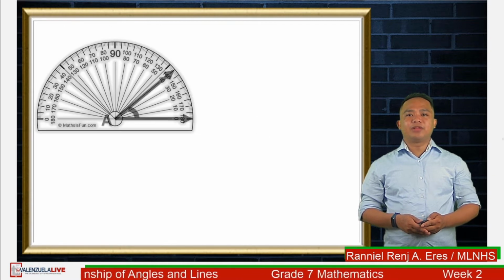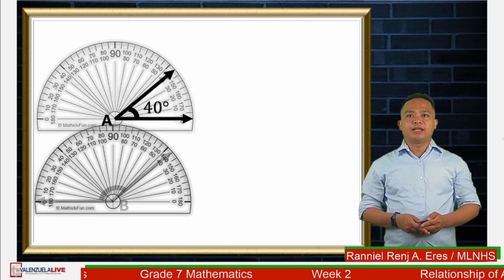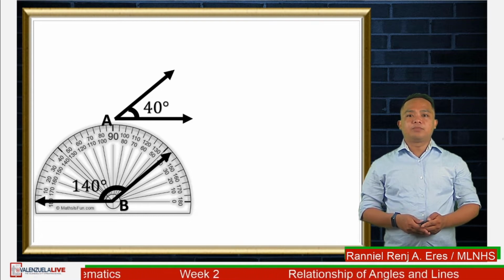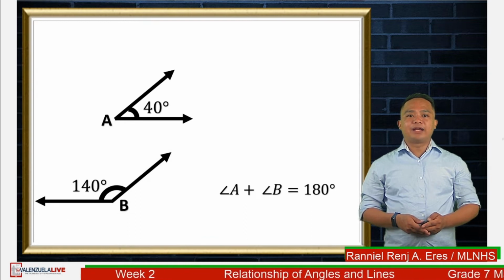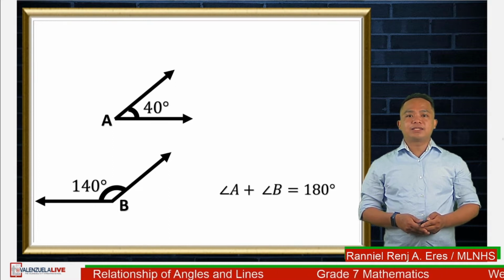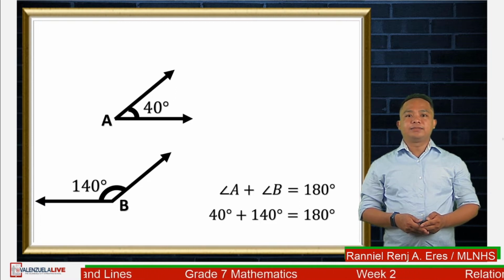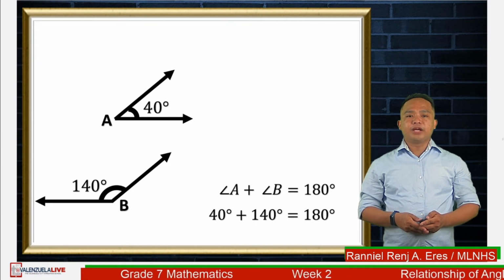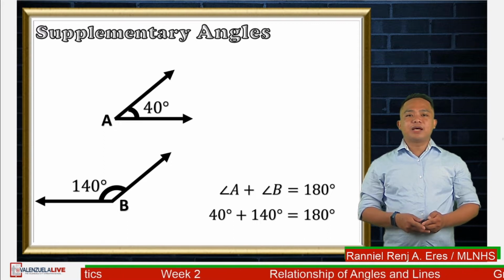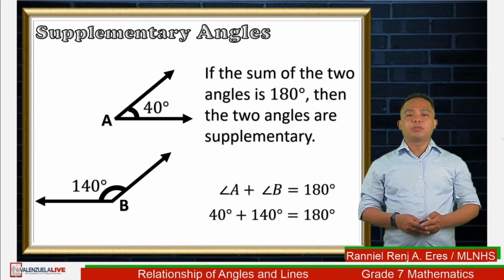Now, let's observe the given again. So we have here an angle A, which is 40 degrees, and 140 degrees, which is our angle B. Now, if the sum of angle A and angle B is equal to 180 degrees, then we can say that they are supplementary angles. In this case, the sum of 40 and 140 is equal to 180. Therefore, we can say that they are supplementary angles. So if the sum of two angles is equal to 180, then the two angles are supplementary.